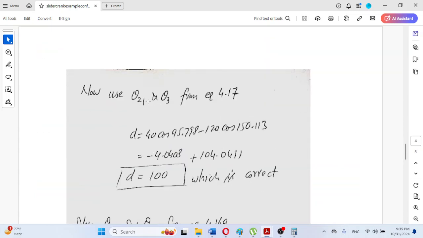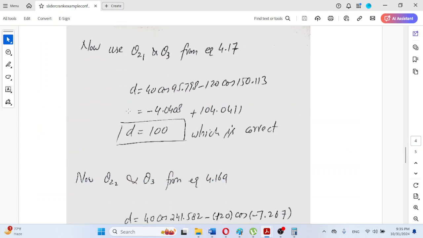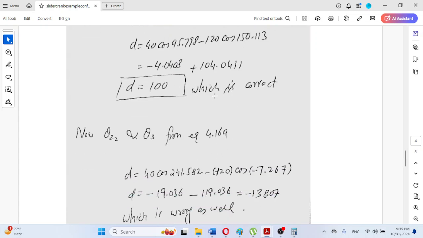Again, if we use theta 2 1, means upper circuit, and the theta 3 value from equation 4.17, and when we input that value, this will be giving the correct value. D is equal to 100 toward the positive x-axis, which is correct. So this value will be accepted.